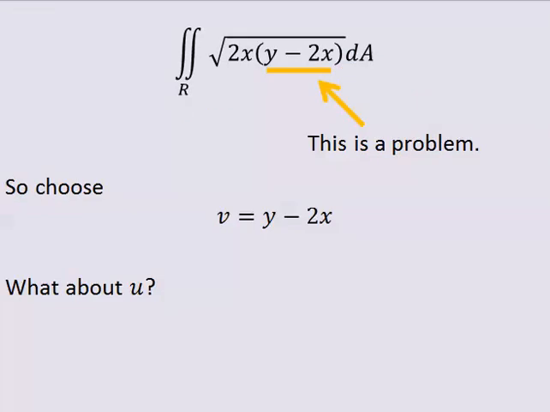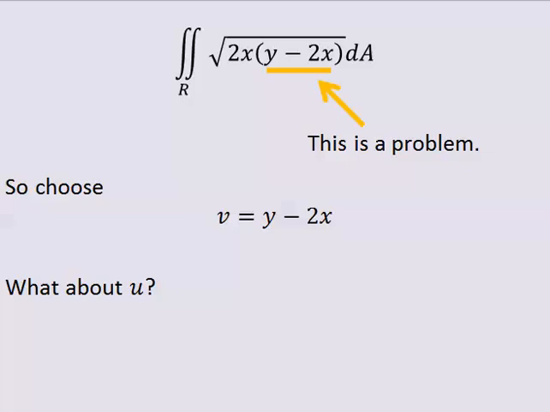If you look at the integrand, you'll see that the factor y minus 2x is a serious problem because of the radical. Sometimes when I'm trying to choose my change of variables, I will choose the thing that's causing me a problem as one of my variables. And in fact, that's exactly what they've just done.